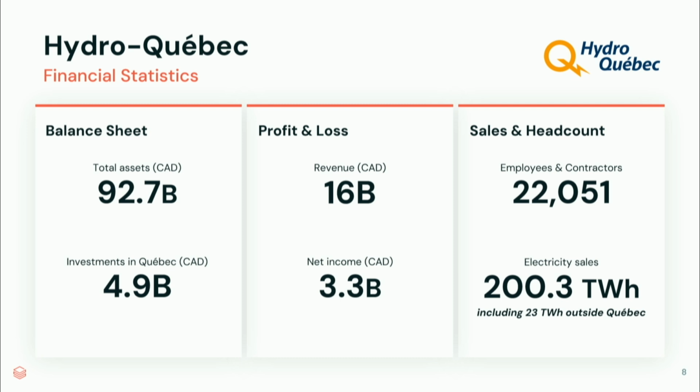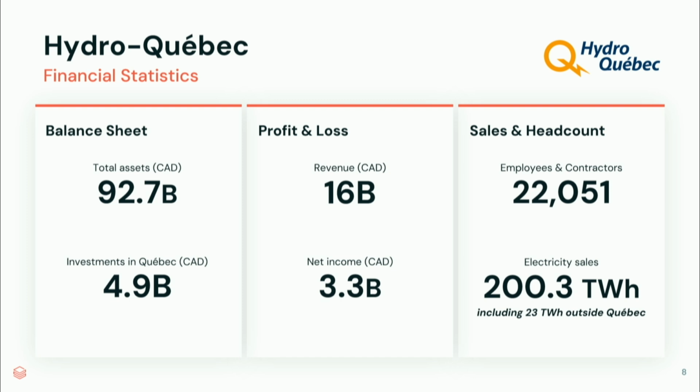Utilities are capital intensive, right? Lots of assets on the balance sheet, lots of capital investment, lots of revenue, pretty good income. Lots of employees. Those 22,000 employees represent the whole, from generation, transmission and distribution, and big numbers in terms of terawatt hours of actual power sales, of which roughly 10% is actually consumed outside the province of Quebec.